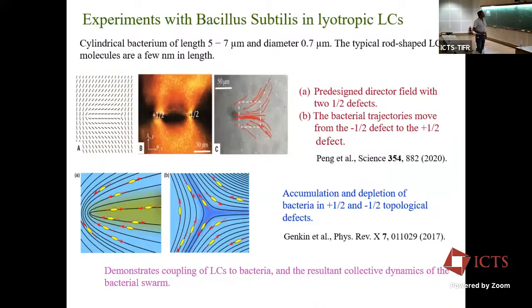The liquid crystal molecules are a few nanometers in length. Their scale is about 50 micrometers, I guess. The distance between the defects is about 20 to 25 micrometers. But at the microscopic level, they're still very different in size.